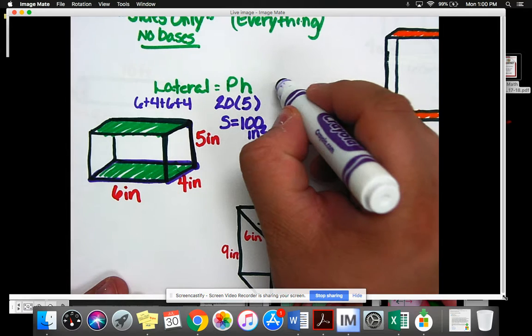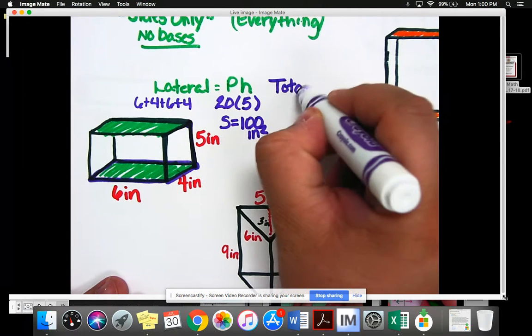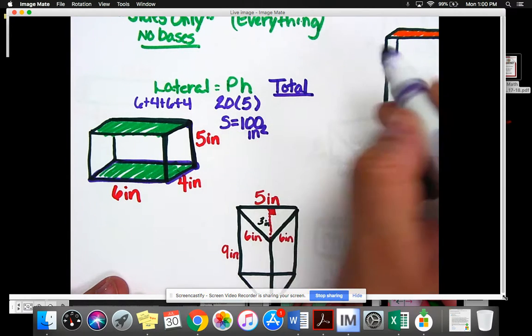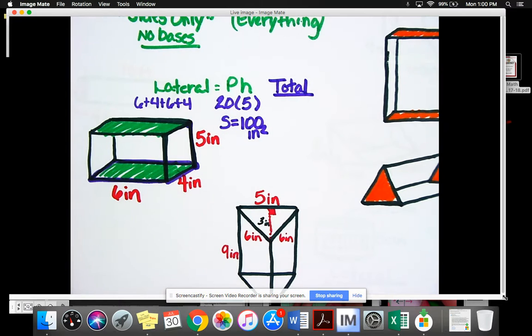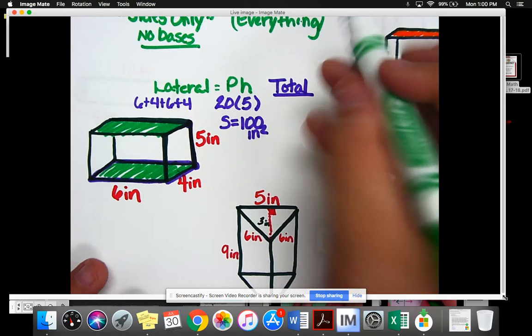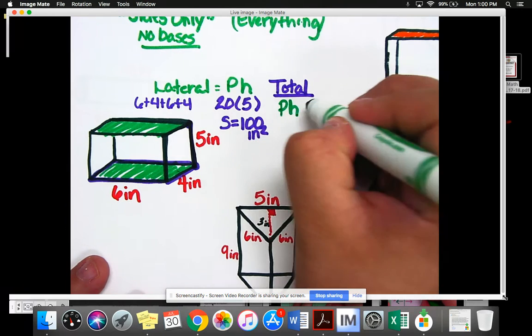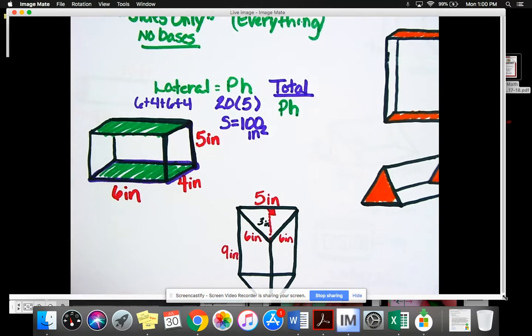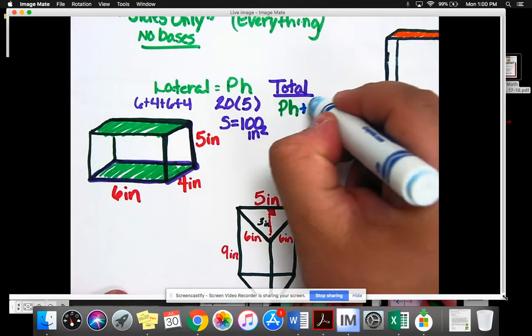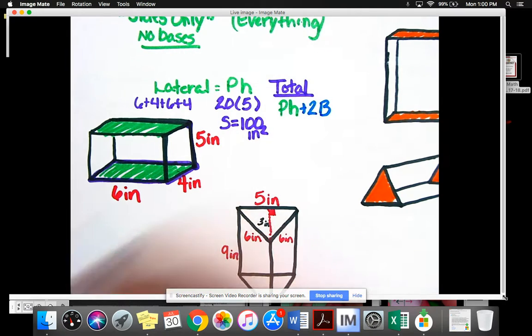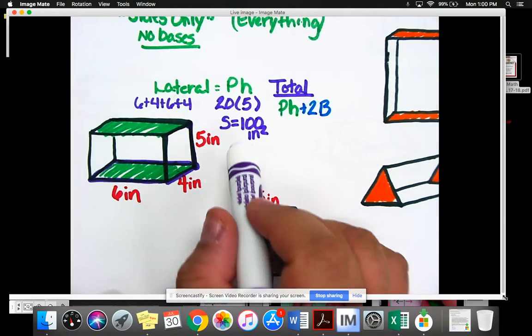Now, when we get to total, total is a little bit longer, but you're going to find some similarities. So if you check this out, total, and if you look on your formula chart, is going to be big PH, we've seen that before, plus 2 big B. That means everything. So this time you're going to include the bases. The lateral is just what's around it.